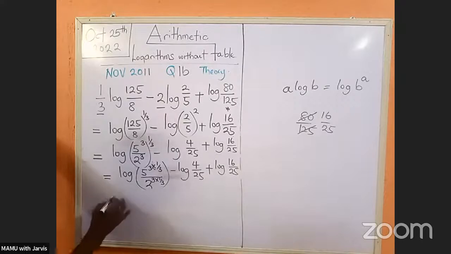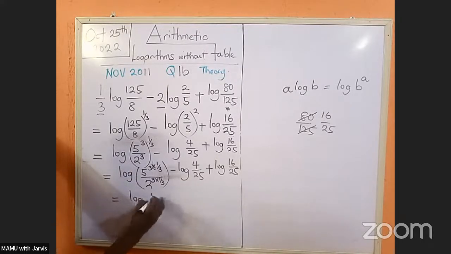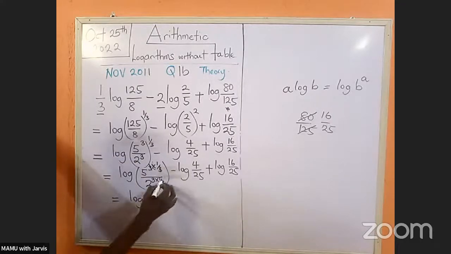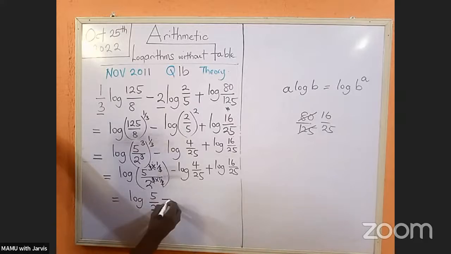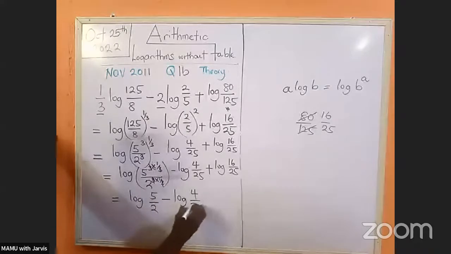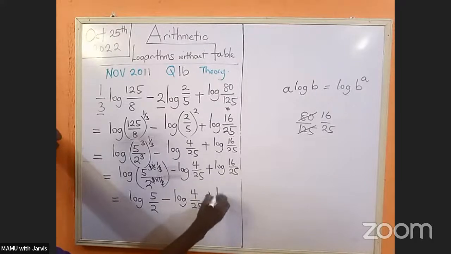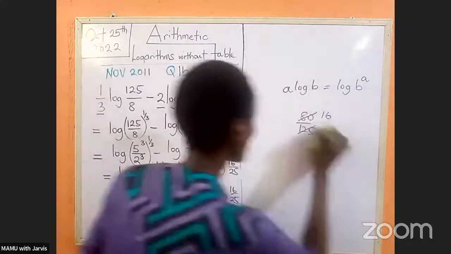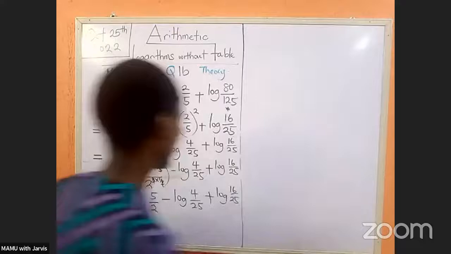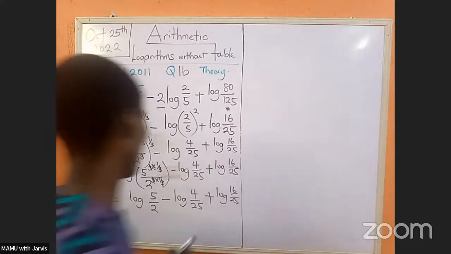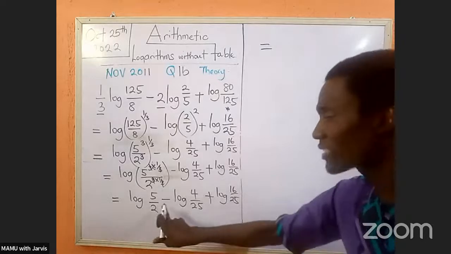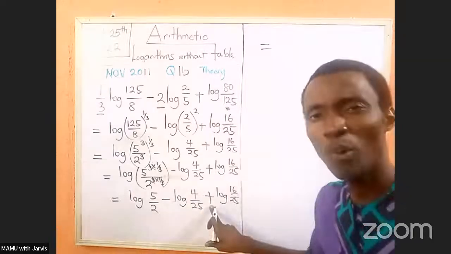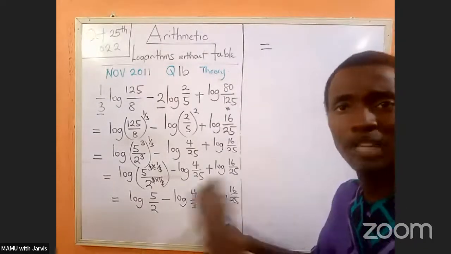Are we seeing that? So this will give you log 5 over 2. How are we getting that? Are you seeing that? Minus log 4 over 25. Sorry about that. Plus log 16 over 25. So at this point, what am I expected to do at this point? Now, notice that this is negative. It means divide. This is positive. It means multiply. So I'm going to apply the implication here now.